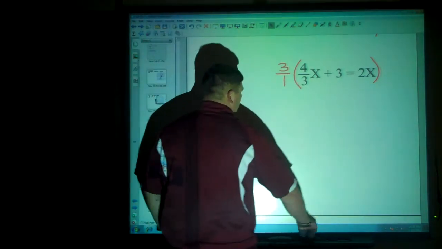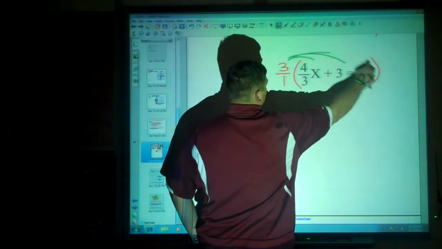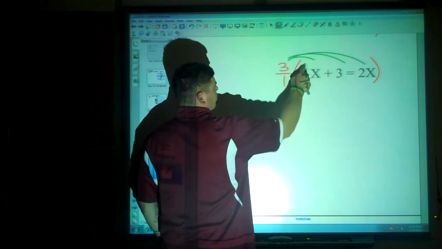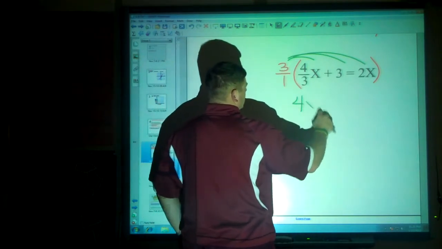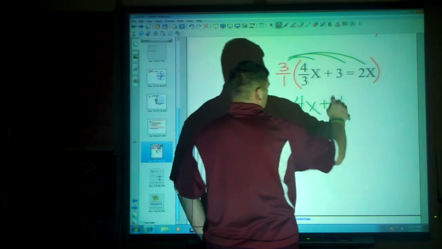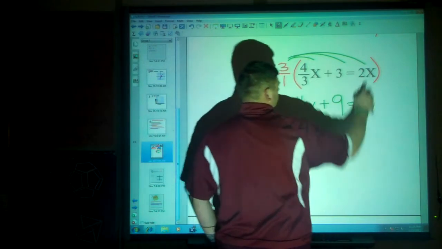So we multiply everything by that 3. All terms have to be multiplied by it. If you multiply 3 over 1 by 4 thirds, you're going to get 4x. 3 times 3 is 9, and 3 times 2x is 6x.